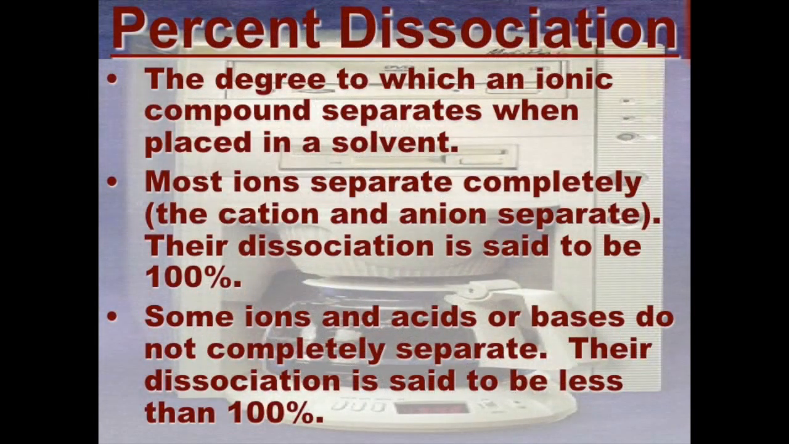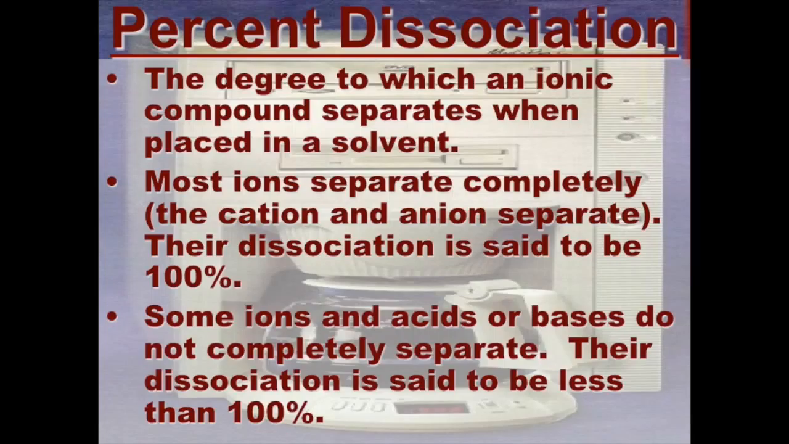Alright, with acids and bases, the strength of these compounds depends on their dissociation, how much they dissociate. Okay, so percent dissociation is the degree to which an ionic compound separates when you place it in a solvent, okay, when it's going into solution. So most ions will completely separate, okay, go into a cation and anion state. This would be a strong acid or a strong base.